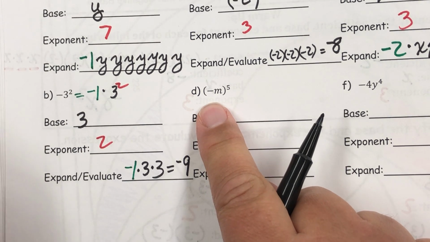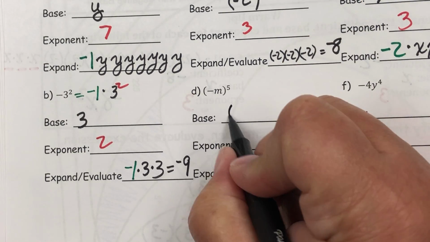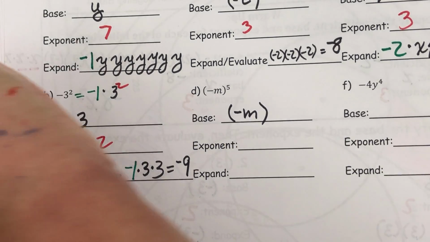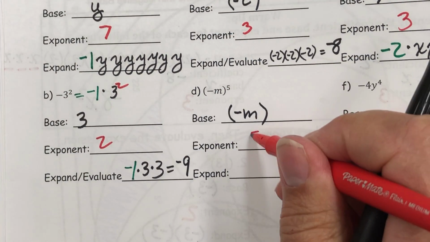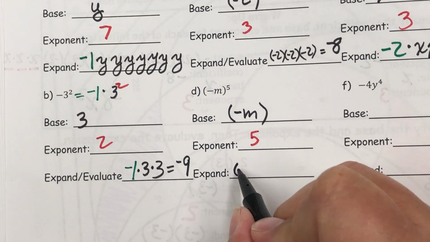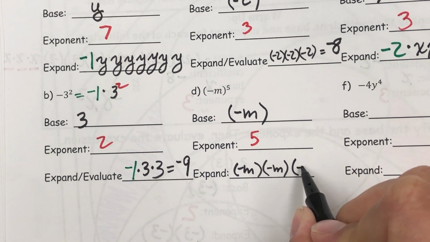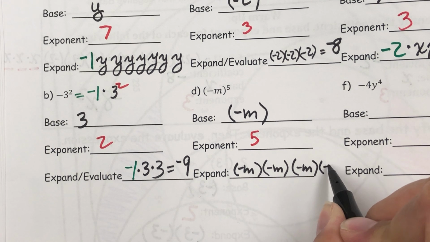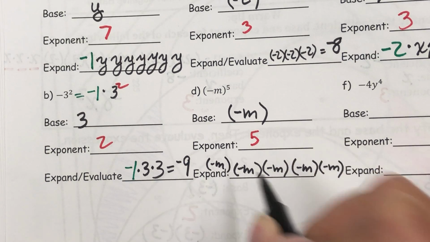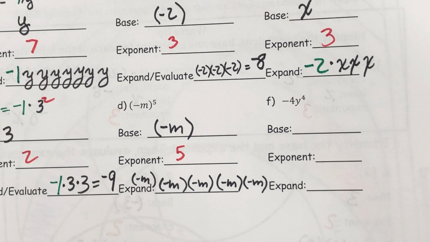For this one, the negative is glued to the variable m. So my base stays in parentheses, -m. When I get an exponent, it's 5. So I'm using -m as the base 5 times. -m, parentheses, -m. You gotta use parentheses for these because that negative is glued on there with crazy glue, crazy bona fide glue. Here we go. 5 m's.